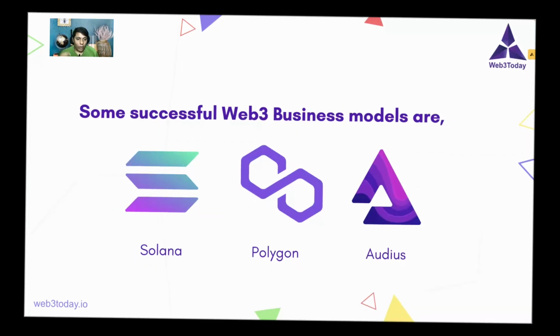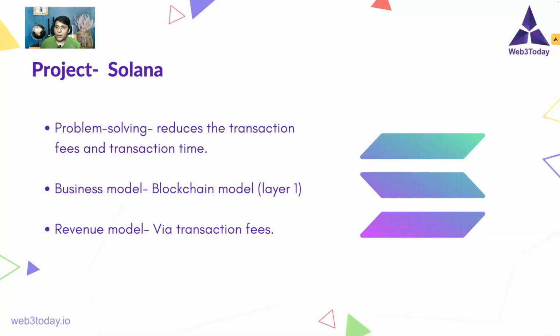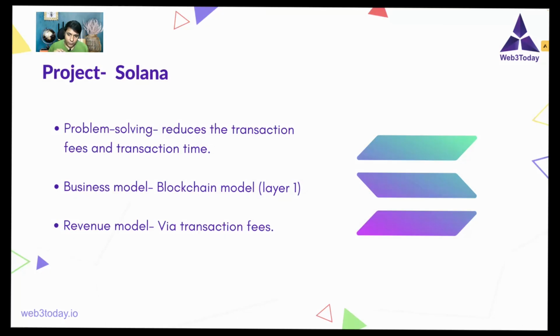One is Solana, Polygon, Binance. I mean, the list goes on and on. So this is quickly about Solana. Solana focused on one problem, which is reducing the transaction fees and transaction time. They are one of the fastest blockchain infrastructures. They are a layer 1 network and their revenue model is purely transaction fees.